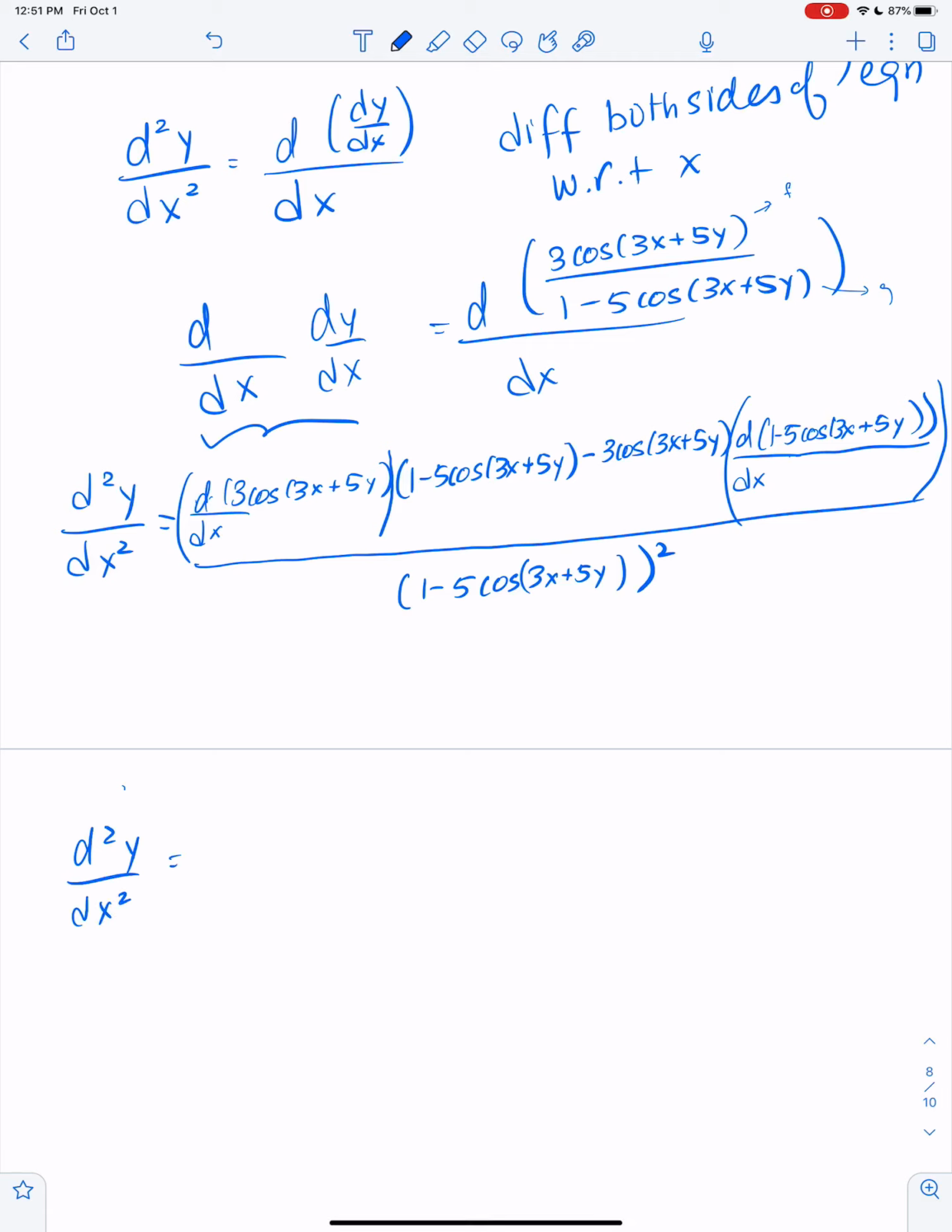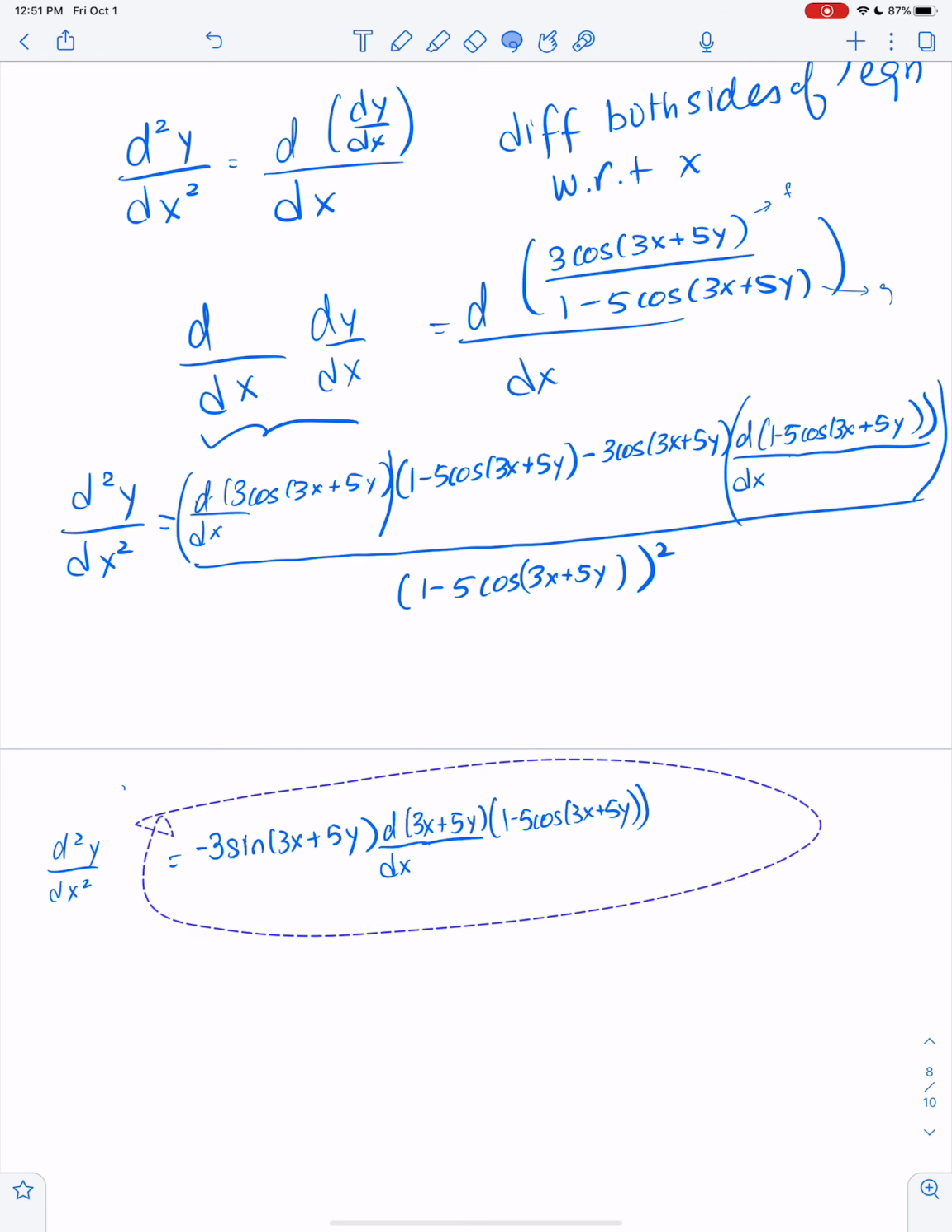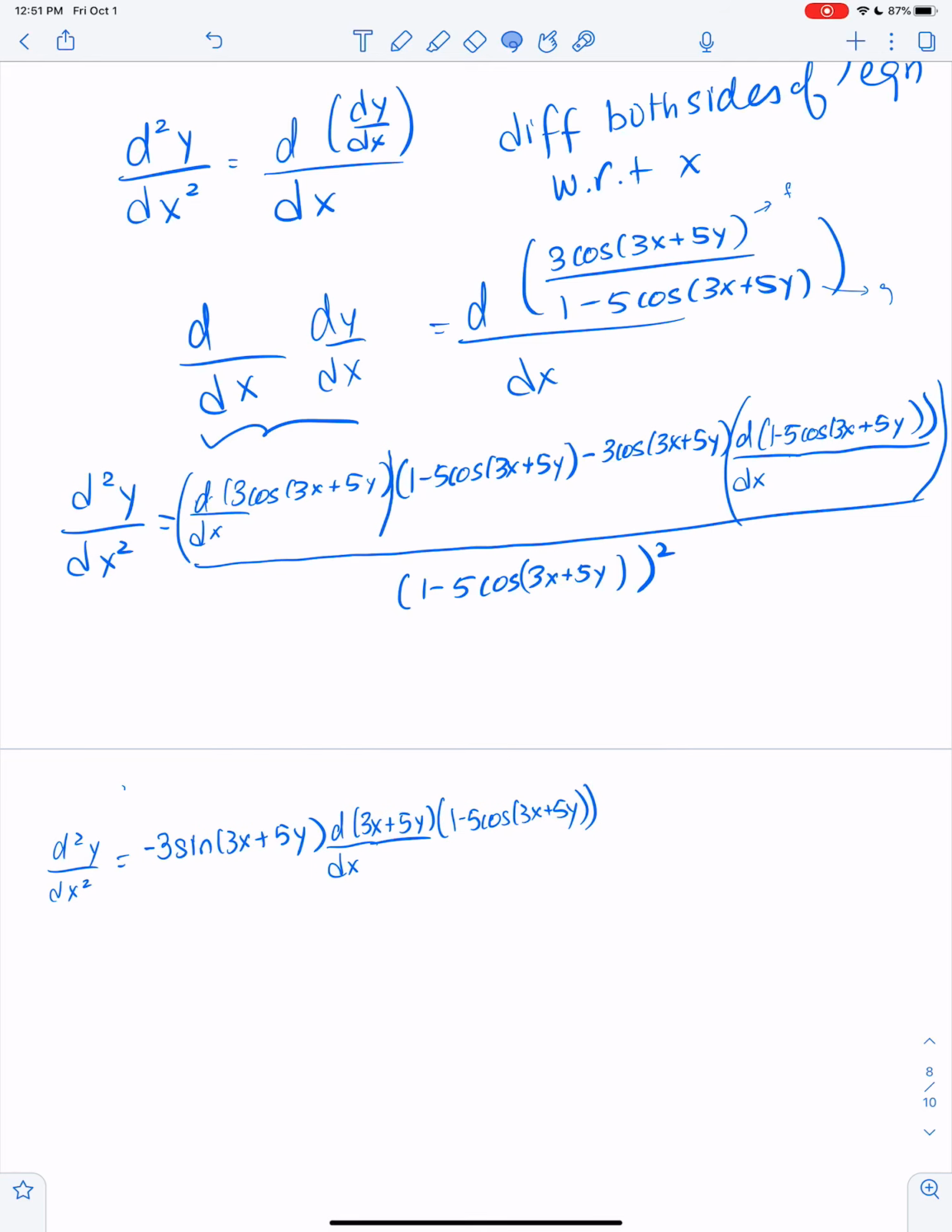Well, 3 is a constant that stays. What's the derivative of cosine? It is minus sine. It'll be the same thing. And then you have to throw in the derivative of 3x plus 5y times 1 minus 5 cosine 3x plus 5y. Okay, and then minus 3 cosine 3x plus 5y.